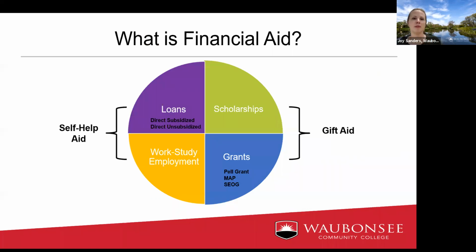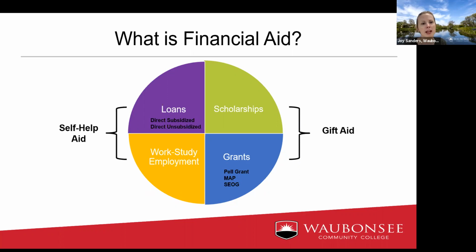And so now we're going to talk a little bit about financial aid. So what is financial aid? Financial aid can come in a variety of formats. It can be gift aid, which would be scholarships, money that's granted to you that you don't have to pay back, or through grants. And those grants could either be Pell Grants through the federal government, MAP grants through the state of Illinois, or the SEOG, which is a supplemental grant that, depending on income, students may have on top of their other grants.